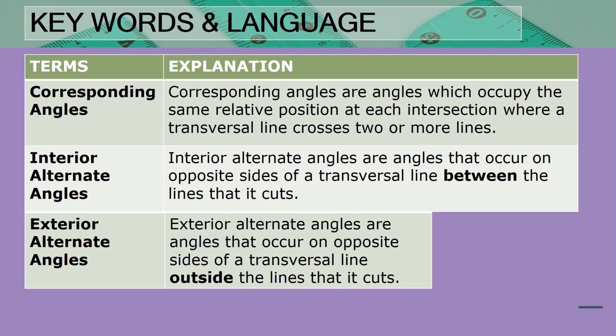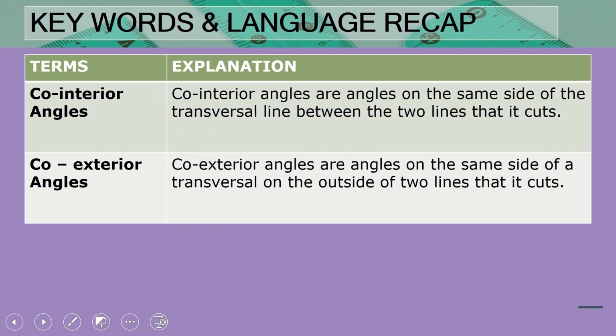Then we have exterior alternate angles. Exterior alternate angles are angles that occur on opposite sides of a transversal line outside the lines that it cuts. Then we have co-interior angles. Co-interior angles are angles on the same side of the transversal line between the two lines that it cuts. And co-exterior angles, those are angles on the same side of a transversal on the outside of two lines that it cuts. And those are the words that we are going to be looking at during this lesson.